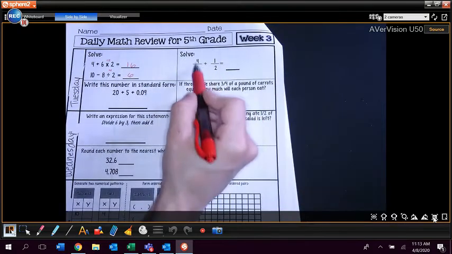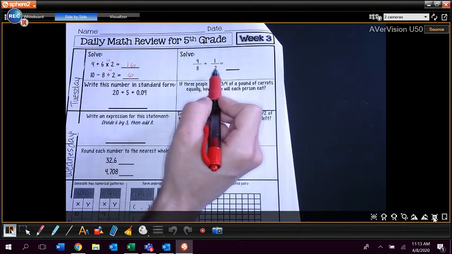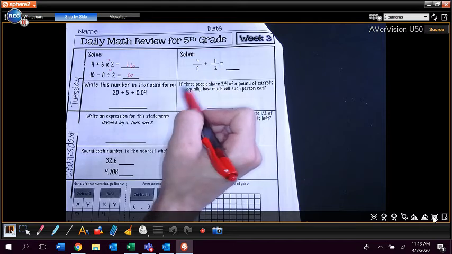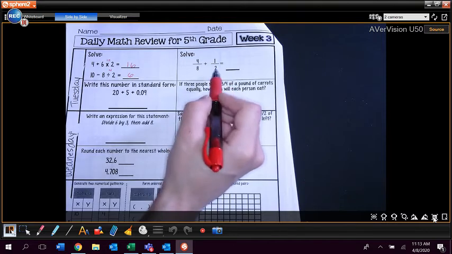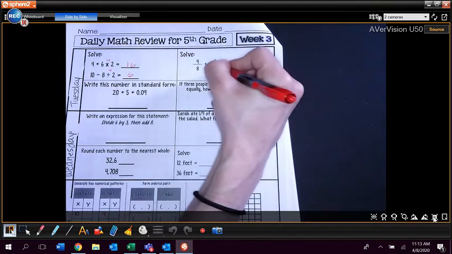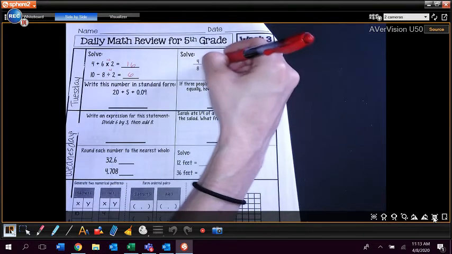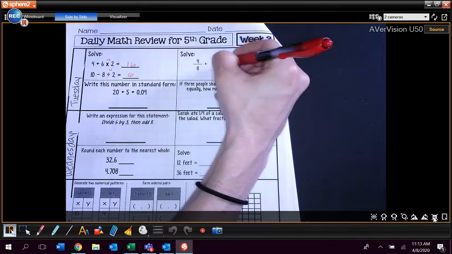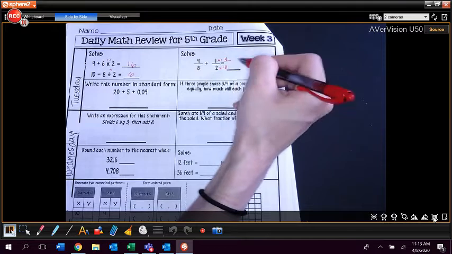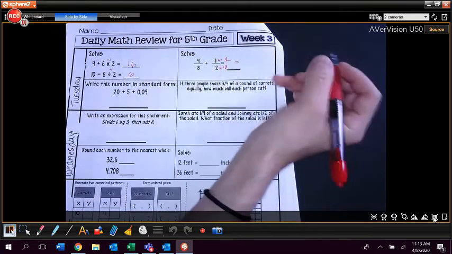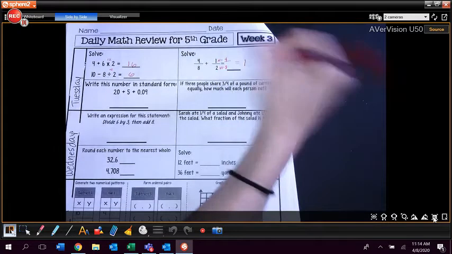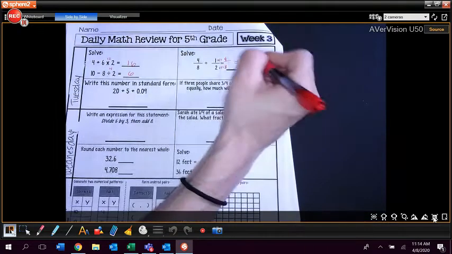Here we have 4 eighths plus 1 half. Remember, we always want our denominator to be the same. So in order to make this an 8, we should multiply this by 4. And what we do to the bottom, we do to the top. So pretty much 4 eighths plus 4 eighths is going to give us a whole. So it's going to be 1. The answer for this one was 1.